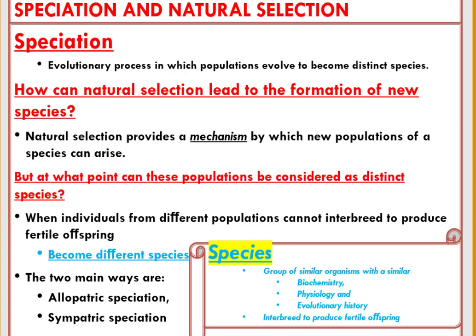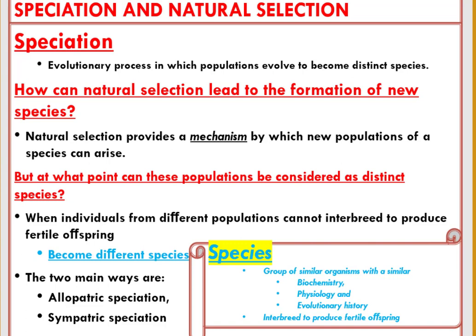Speciation and natural selection. What is speciation? Speciation is how a new kind of plant or animal species is created. Speciation mostly occurs when a group of a population within a species is separated from other members of its species and develops its own unique characteristics. So, speciation is the evolutionary process in which populations of the same species evolve to become distinct species.